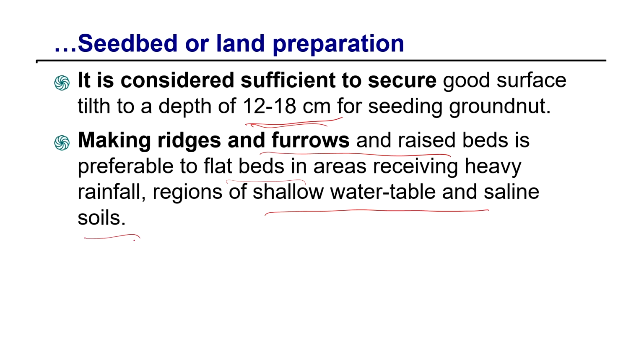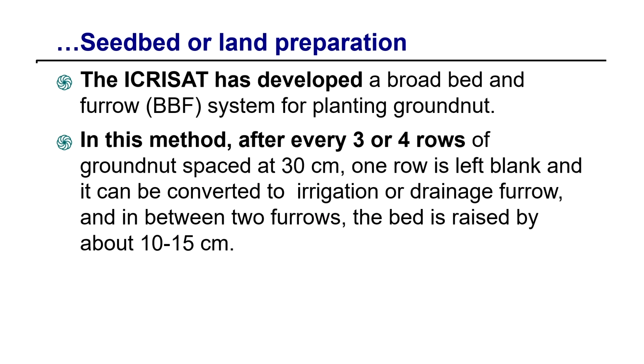There are different methods of crop establishment or sowing this crop. The most common or simplest method is flat sowing, which is done by farmers. However, certain special methods of sowing like raised bed, broad bed furrow system or narrow bed system, or some other kind of manipulation of the beds, can be helpful in saving this crop from water stress and also from excess water. ICRISAT has developed a broad bed and furrow method for planting groundnut. This method is good and can be adopted, and some farmers have adopted this method.